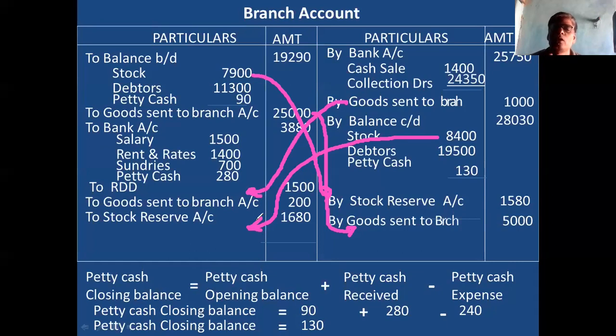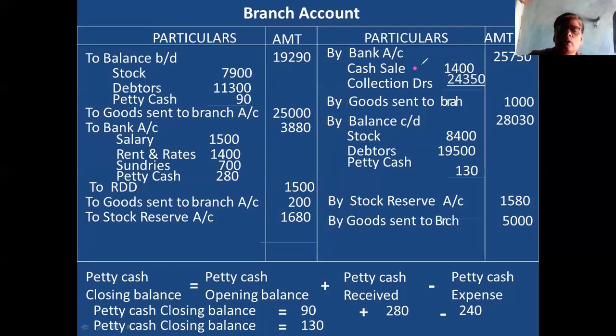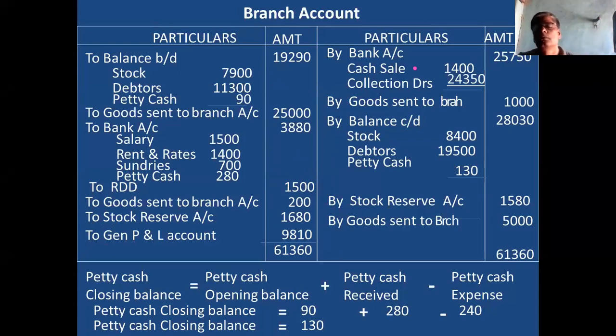Any doubt? Then now you close the account and ascertain the profit or loss. The total is 61,360. To general P&L account, 9,810 is the profit. This is the point you remember. Only two steps.